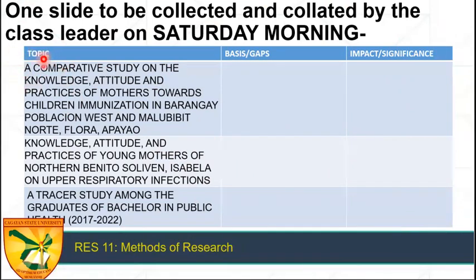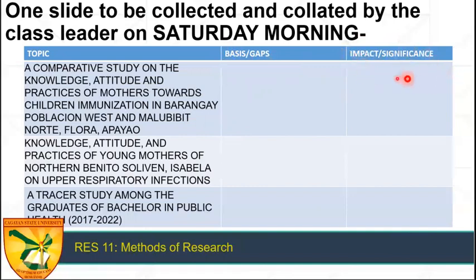So first is the working research title. You change this, not topic. Or you can put topic slash working research title. And then the basis or gaps. This should be like bullets. Like basis is from Ambition 2040 or from the NURA RURA, or basis ninyo is that according to WHO in 2022, there are several cases of blah, blah, blah. Or according to DOH, for the year 2022, there are several cases of blah, blah, blah. So that's your basis or the gaps.